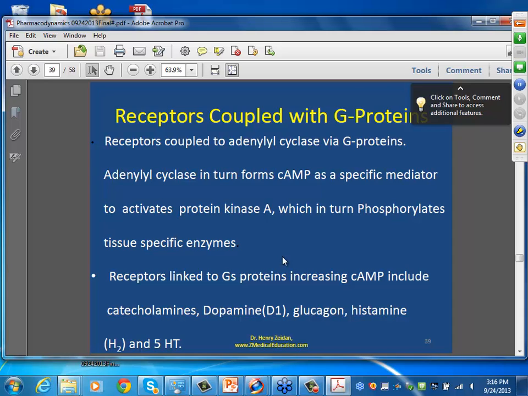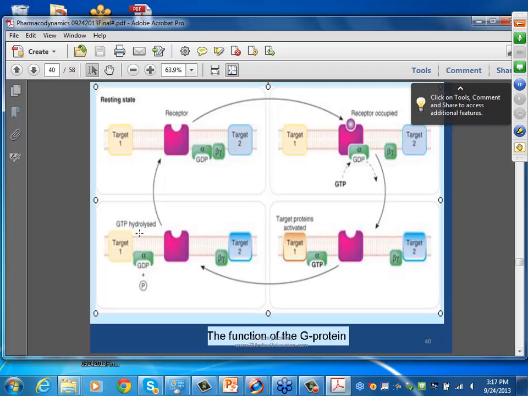On the other hand, those are the examples. You see receptors linked to Gs stimulating G proteins. So it tends to increase cyclic AMP. So you have catecholamine, dopamine, glucagon, histamine, and 5-HT. That's the story. That's a lovely story.